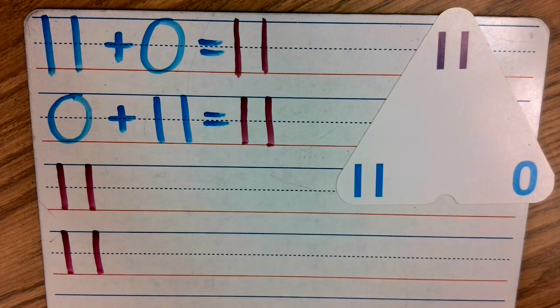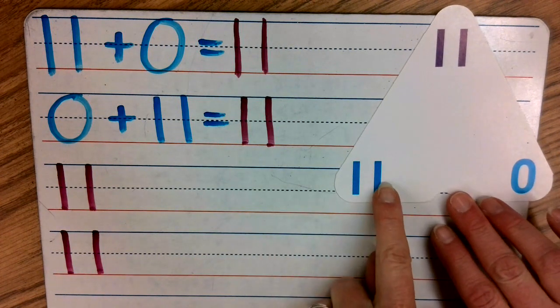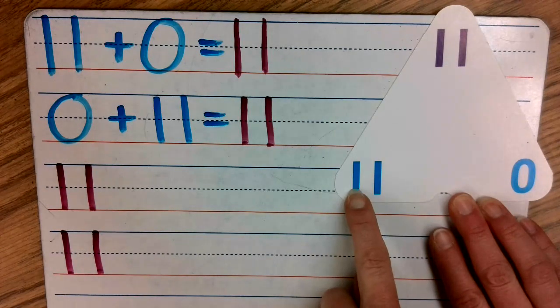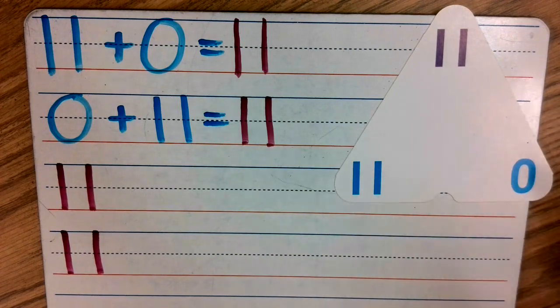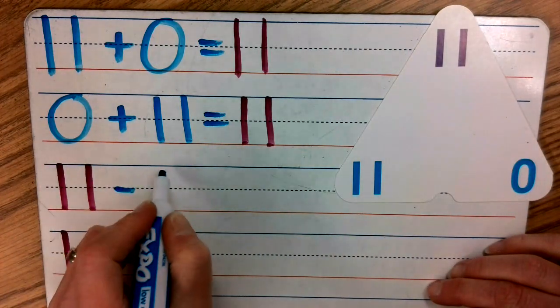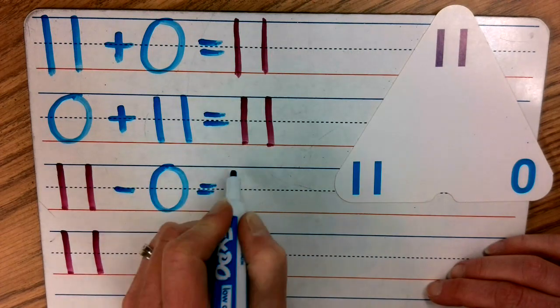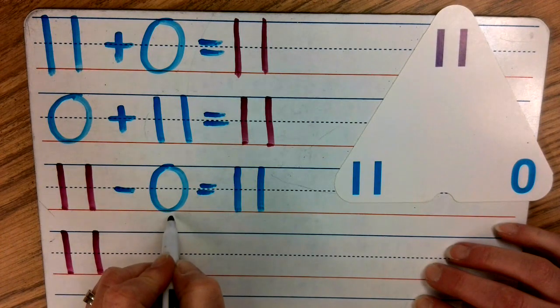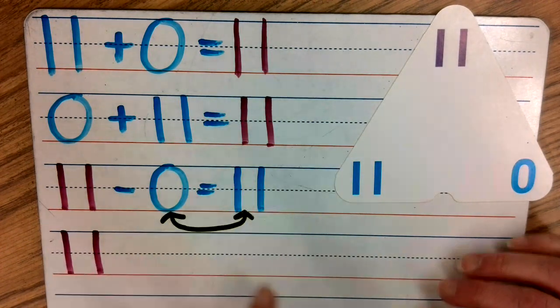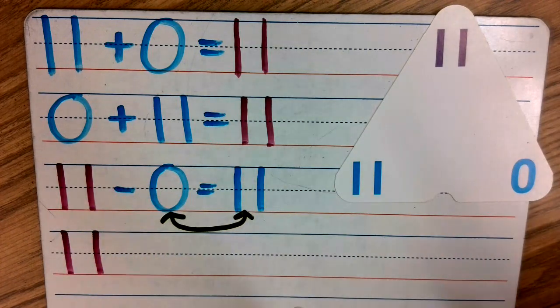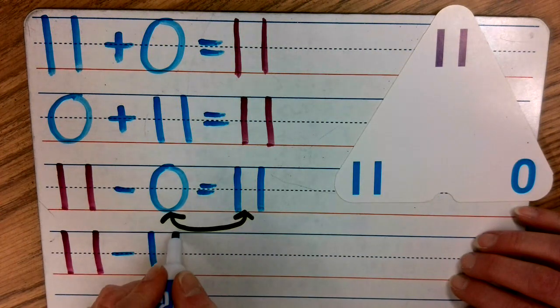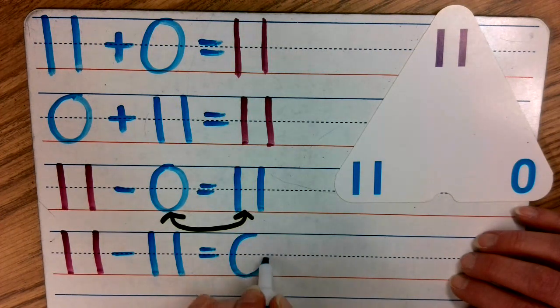Okay. And I'm going to say first, 11 subtract 0 is 11. Does that work? Yes. 11 subtract 0 equals 11. And then remember our last fact. We have to do a switcheroo across the equal sign. So we have 11 subtract 11 equals 0.